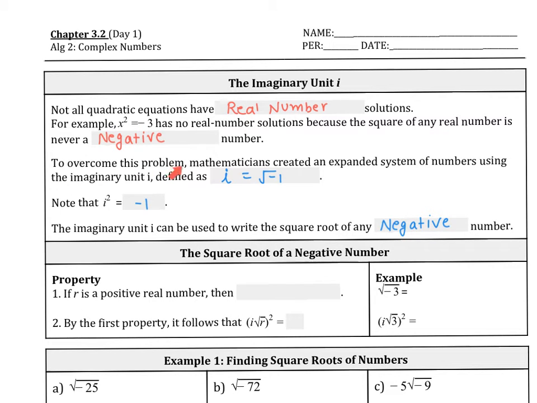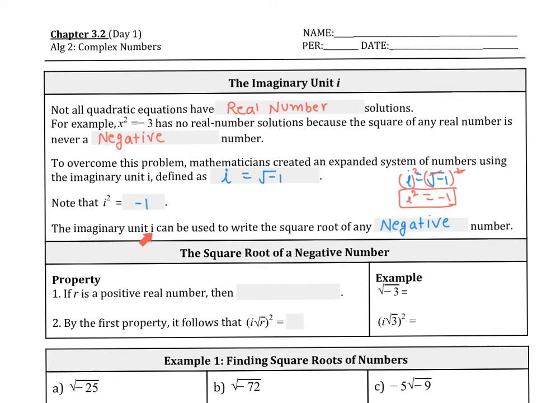To overcome this problem, mathematicians created an expanded system of numbers using the imaginary unit i, defined as i equals square root of -1. So note that i squared will be equal to -1. So remember, when i equals square root of -1, if you square both sides, square and square root cancel, and i squared becomes -1. So i squared is -1.